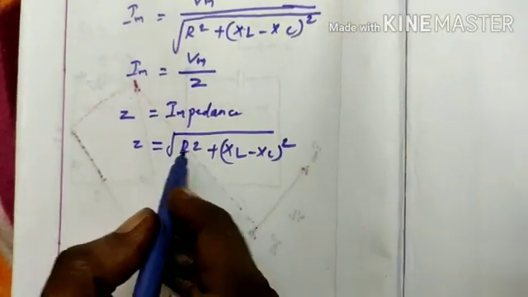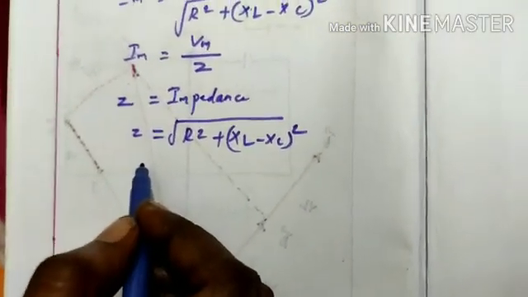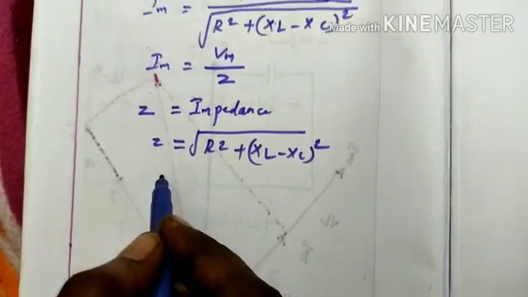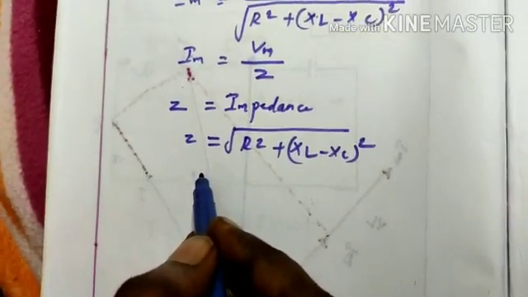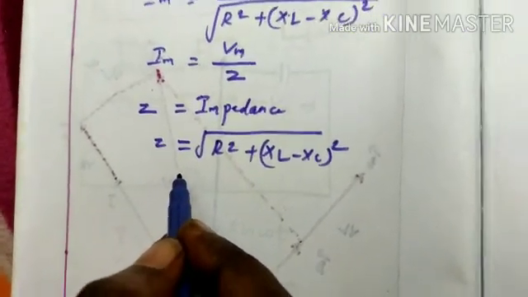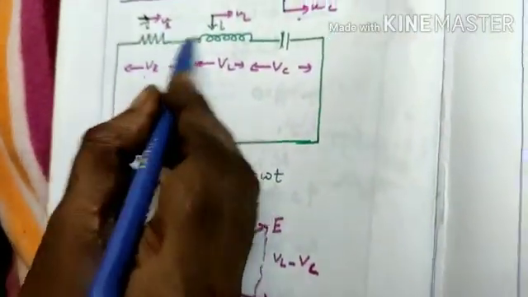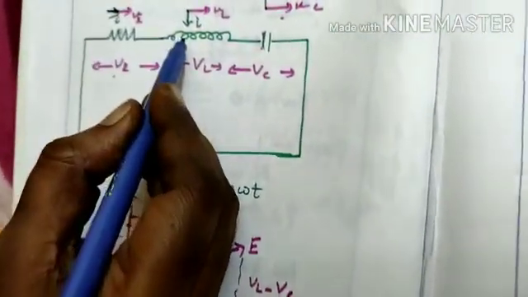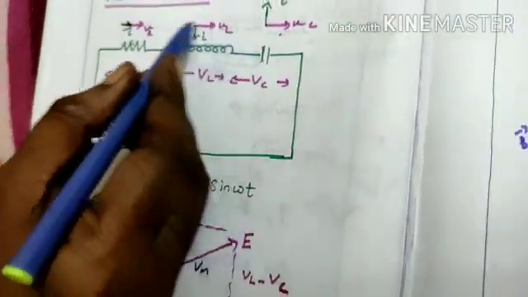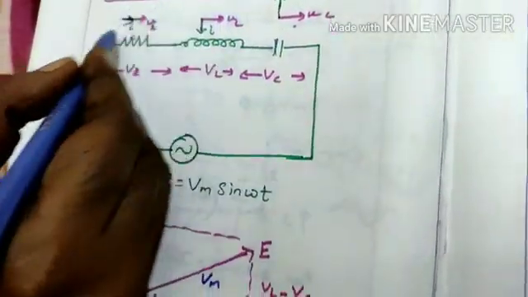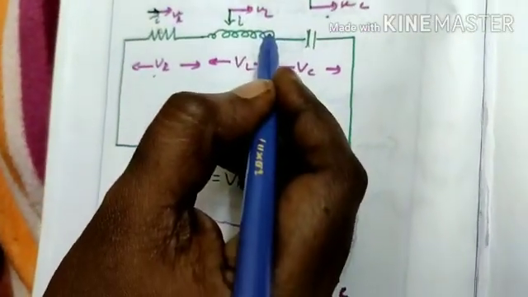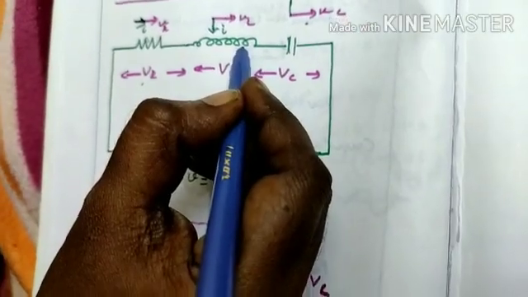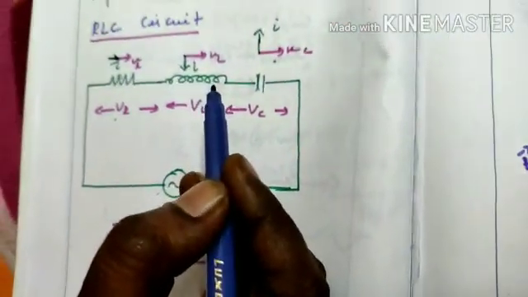Z is the impedance of the circuit, which means the effective opposition to the circuit current by the series RLC circuit. What do we mean by it? We have connected three different components, the resistor, inductor and capacitor. Combined, they give resistance to the flow of current. This effective resistance is known as the impedance of the circuit.